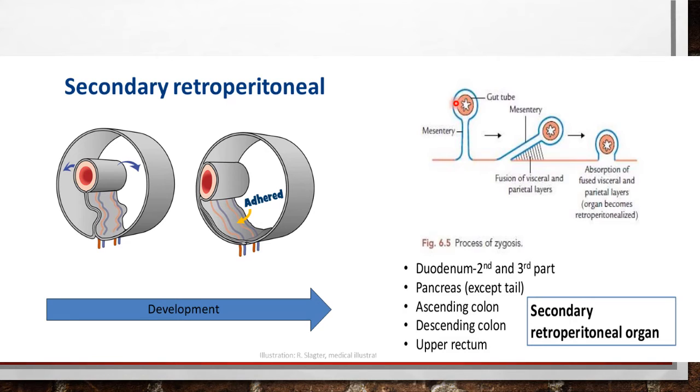As you have seen here, initially it is in the mesentery, then one layer is plastered and fused with the posterior abdominal wall with its parietal layer, and they are only covered from the anterior aspect, and the rest is plastered with the posterior abdominal wall. Their mesentery is absorbed, and there is absorption and fusion of the visceral layer of the peritoneum, making them secondarily retroperitoneal structures.